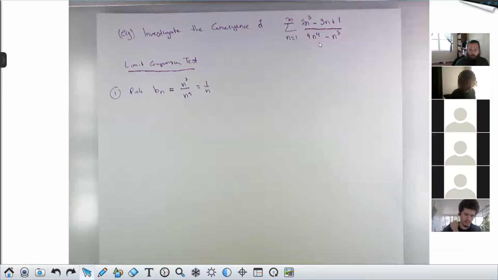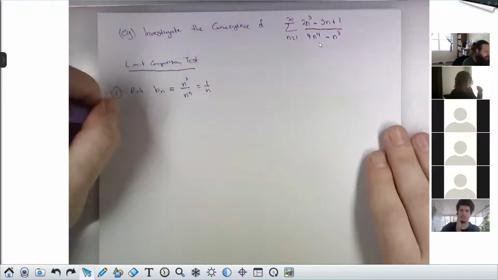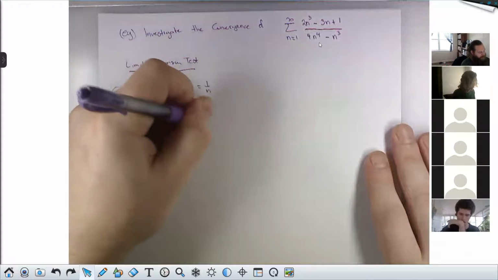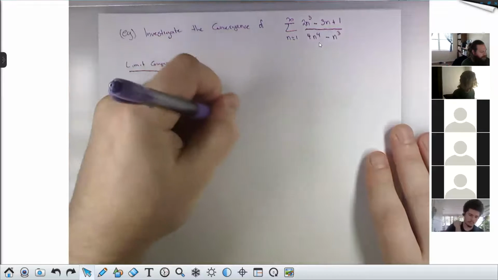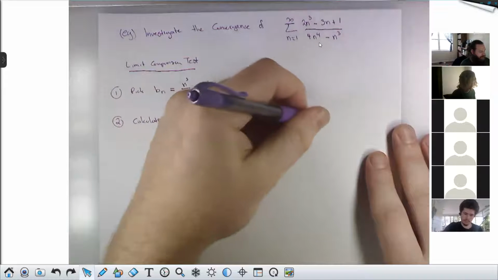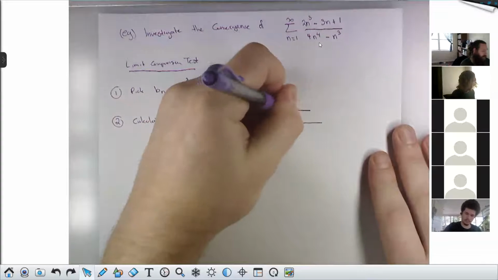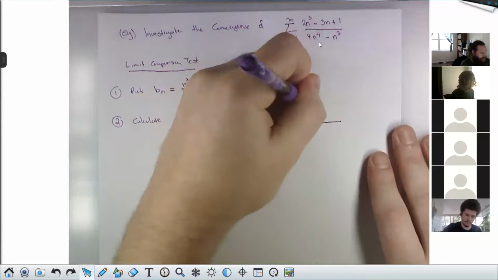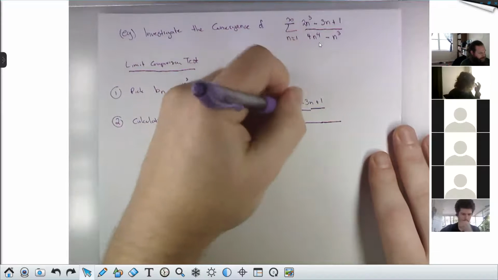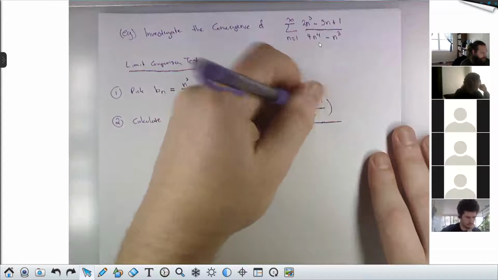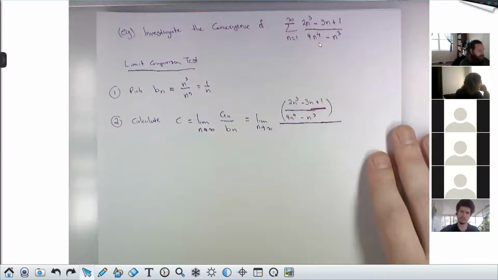This is nice because I know sigma 1 over n diverges. I'll be able to wrap up things at the end very cleanly using an argument involving p series. But before I can do that, I need to calculate c, which is the limit as n goes to infinity of an over bn, which here is going to look a little bit messy, but we can do it. There's nothing too hard about this. This is the limit as n goes to infinity of, upstairs I'll have a fraction, downstairs I'll have a fraction. Upstairs here I have 2n cubed minus 3n plus 1 all over 4n to the 4 minus n cubed. That's my an. Downstairs, I just have bn, which is 1 over n.